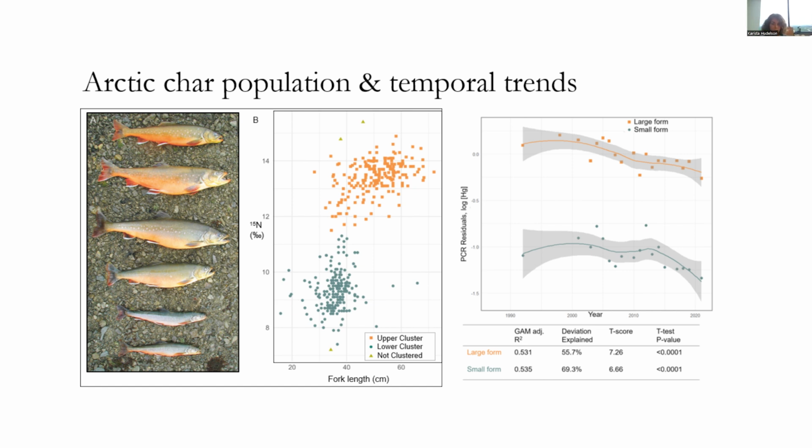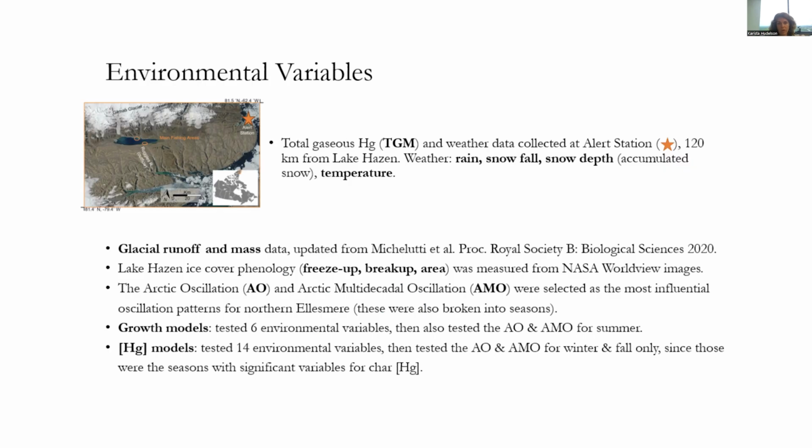So we use these generalized additive models. And as you can see, for both the large form and the small form char, we see a significant decreasing trend in mercury concentrations. So now we're ready to get into the inclusion of environmental variables.